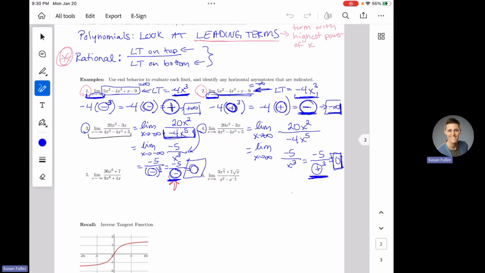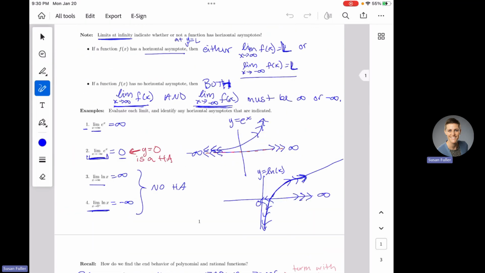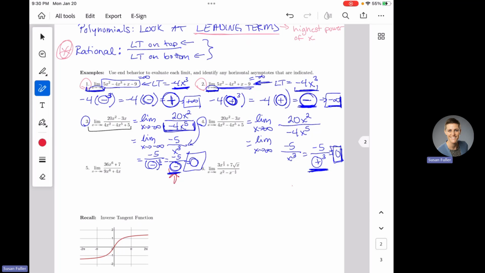And I want to connect this to what we talked about earlier with our horizontal asymptotes. Because when I took these, a limit as x went to negative infinity gave me a number. This says I have a horizontal asymptote at y equals 0, both here. And as x went to positive infinity, this also says a horizontal asymptote at y equals 0. So I wanted to connect that for you.